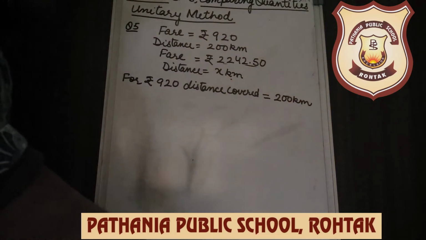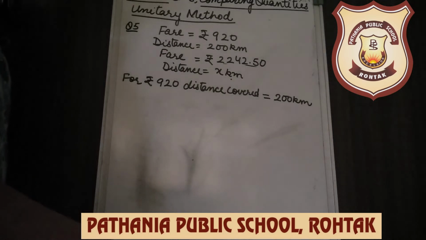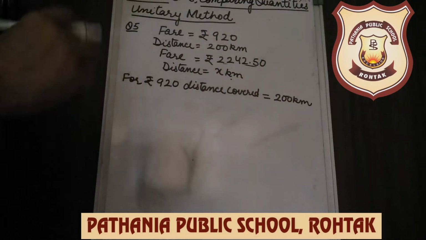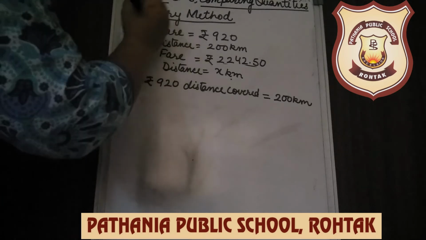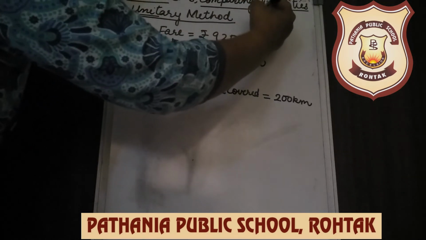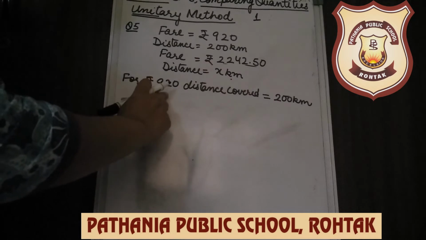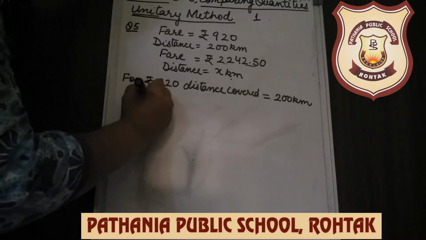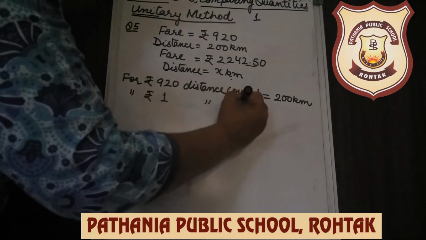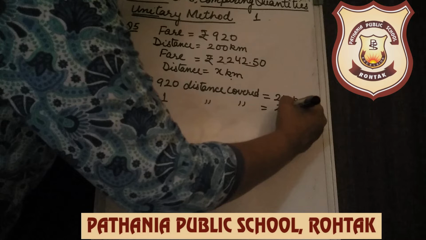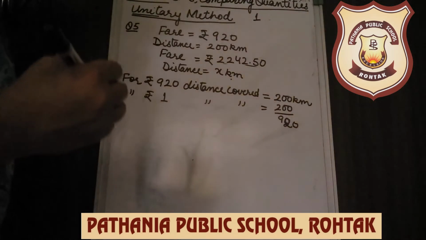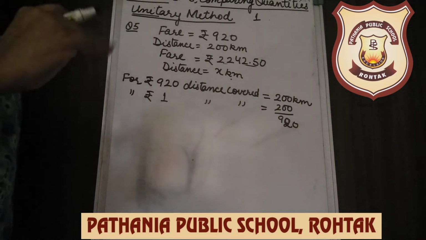But in the book it is given the fare of taxi ride of 200 kilometers is rupees 920. But here you have framed it the other way because you have to find the distance. Is this okay? Now unitary method means unit means 1. So now you have to find out for 1 rupee. For rupee 1, how much distance will be covered? 200 upon 920. This step is clear.